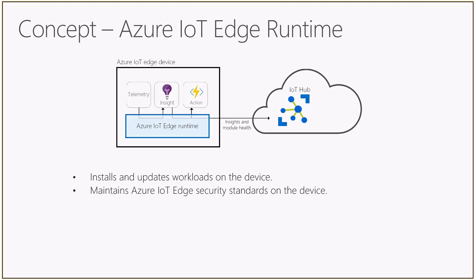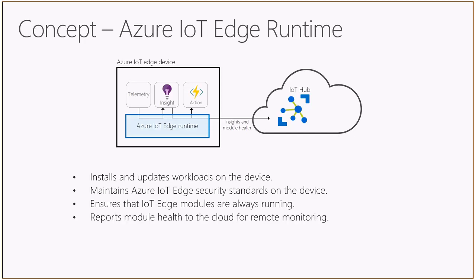Also, we make sure that all the modules maintain the security standards. If a new module comes down, checksums are applied to make sure nothing is tampered with by the time it's deployed. All of that is taken care of through the runtime. The runtime also makes sure that the modules are always running. The runtime has two pieces to it: one is the Edge hub, and the other is the Edge agent. The Edge agent makes sure that the modules are always running.